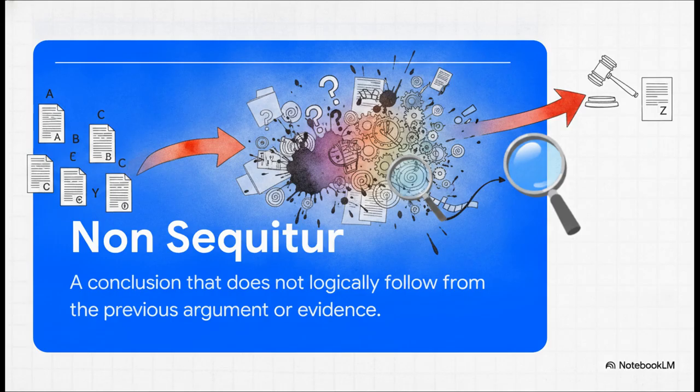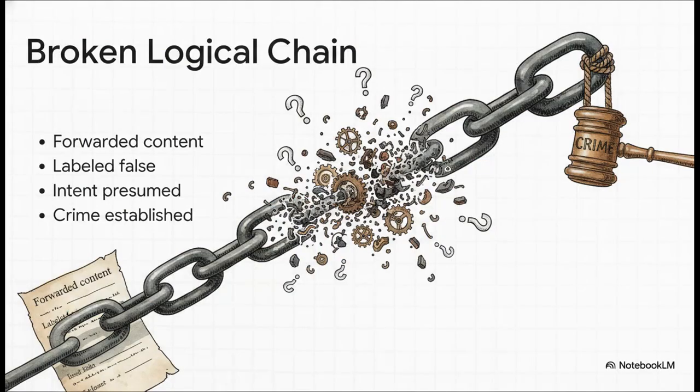A non sequitur happens when you take step A, and then suddenly, boom, you declare you've arrived at step Z, completely skipping all the required logical steps in between. The analysis uncovered a completely broken logical chain, and it's wild when you map out how these arguments build. The text shows the defendant forwarded online content. Okay, that's a fact. But then it immediately jumps to labeling that content false without any verification.